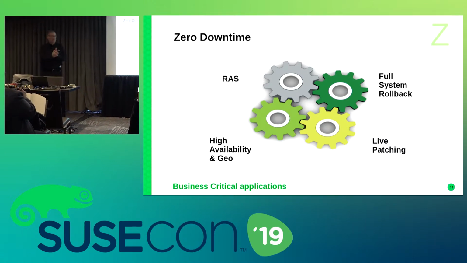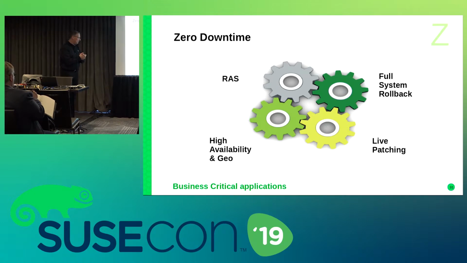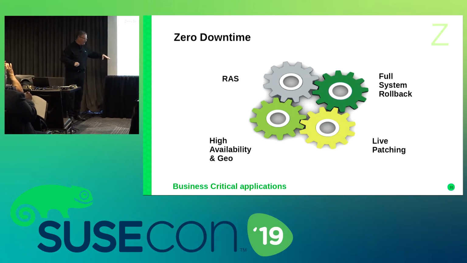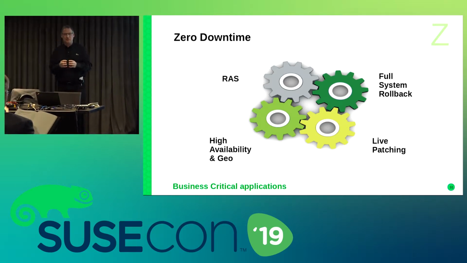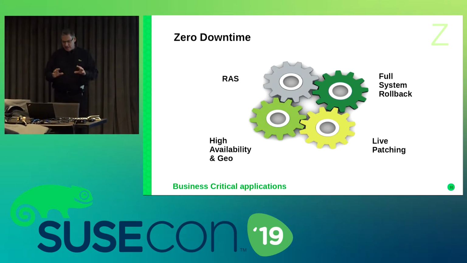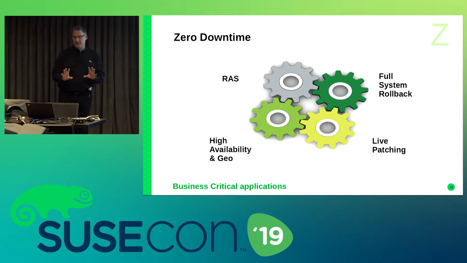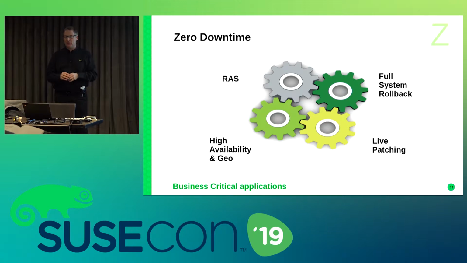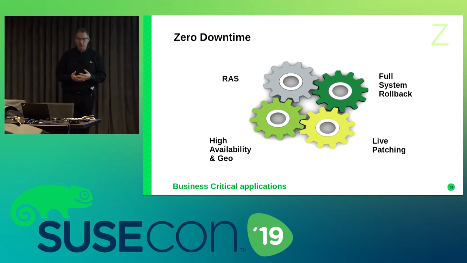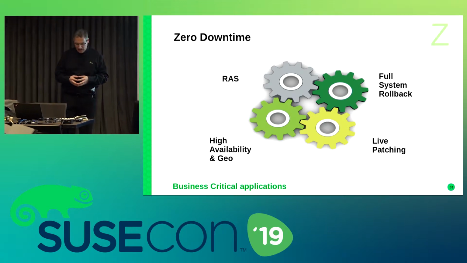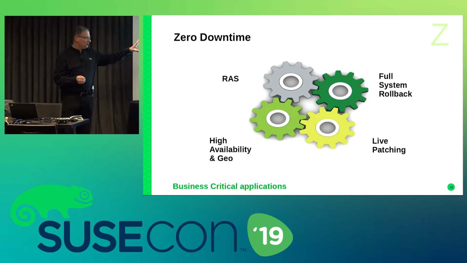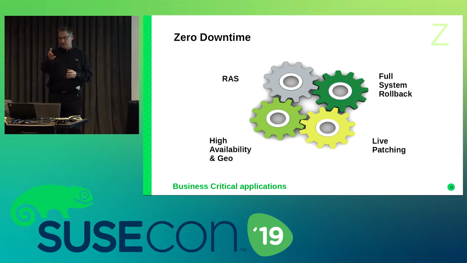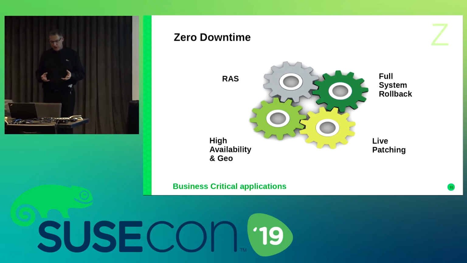So zero downtime has been a campaign of SUSE some years ago, but the real point is that we want to offer the full framework of driving business critical applications for our customers and partners. And this has 4 primary pieces. RAS refers to the availability of hardware and to the enablement of the hardware in SUSE Linux Enterprise. Full system rollback, we already discussed that, the rollback piece when we talked about transactional updates.